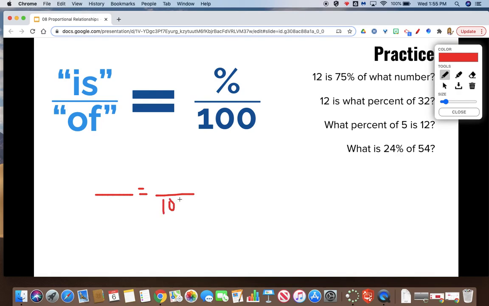You should always have a 100 on the right-hand side at the bottom. I also notice I have a percent, 24, so that goes over 100. I see at the start of my problem I have what is. That means my is would be missing. Then at the end of our problem we see of 54. That's signaling our whole. Now we use cross products to solve. 54 times 24 equals 100 times x.